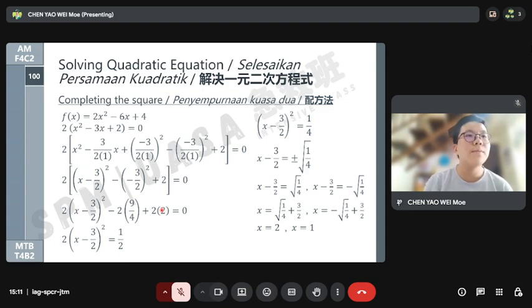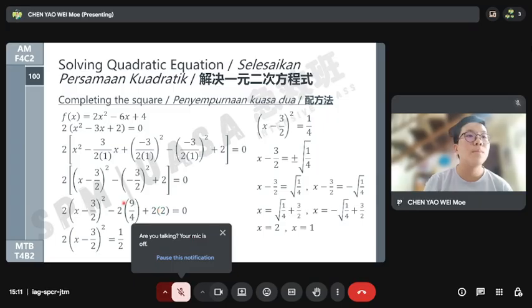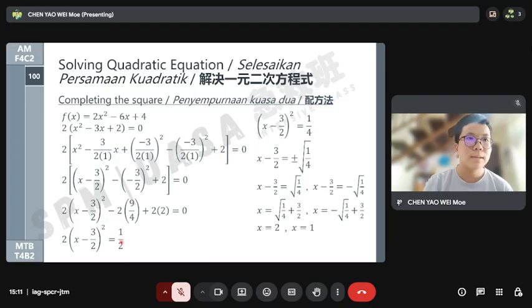When we are done with this, we remain the x, the unknown value, here, and make the known value go to the right hand side beside the equal sign. After you do all this, you can make it become like this: 2, x minus 3 over 2, and you square it, you will get 1 over 2, right?